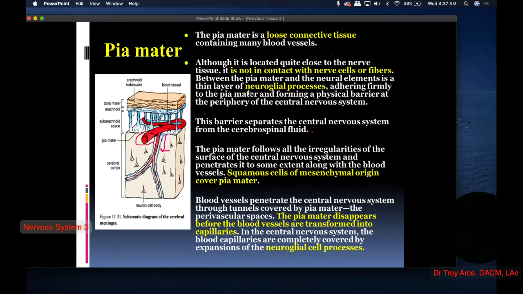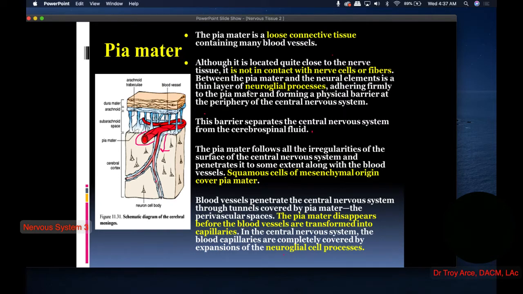And they're adhering firmly to the pia mater and forming a physical barrier at the periphery of the central nervous system. And this barrier separates the central nervous system from the cerebrospinal fluid. So there's some protection there. And the pia mater follows all the irregularities of the surface of the central nervous system and penetrates it to some extent along with the blood vessels.